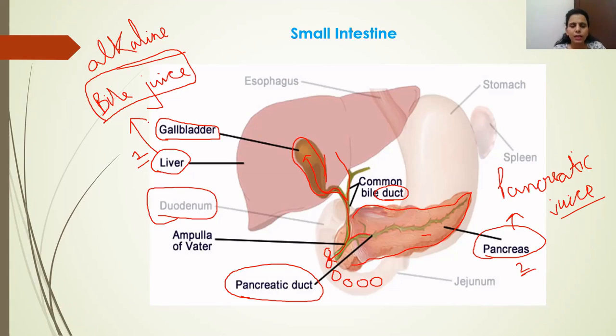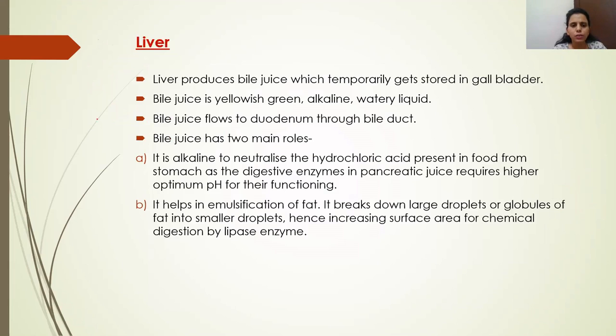So the first function of bile juice is that, as it is alkaline in nature, it changes the pH of the food and provides the optimum pH for the enzymes to act on the food, to digest the different nutrients present in it. The second very important function of bile juice is that it helps in the emulsification of fat, which is an example of mechanical digestion of food.